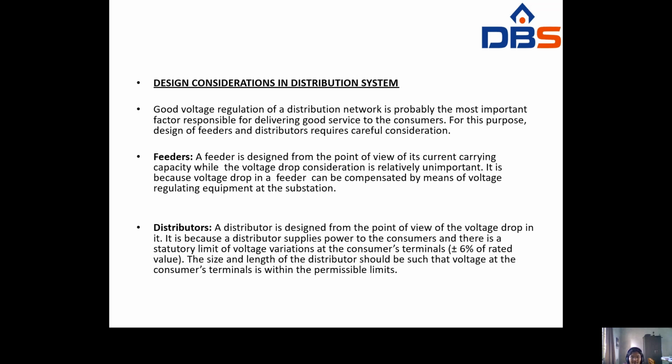Good voltage regulation of a distribution network is probably the most important factor responsible for delivering good service to the consumers. It is the most important factor in delivering good service to the consumer. For this purpose, the design of feeders as well as distributors requires careful consideration.